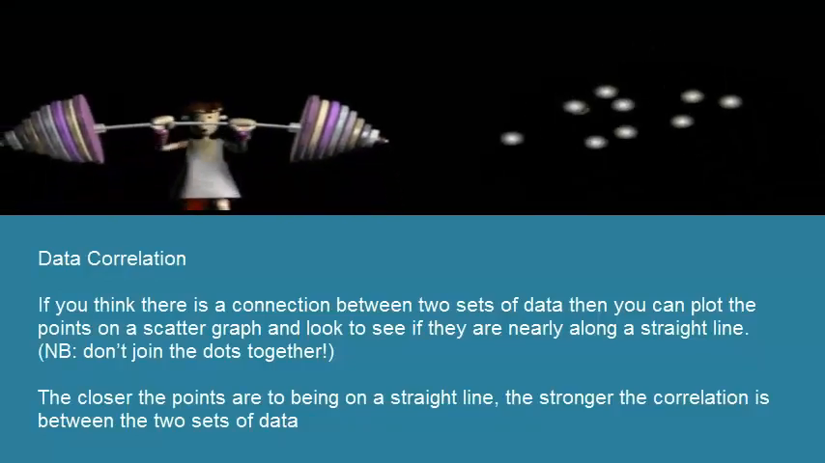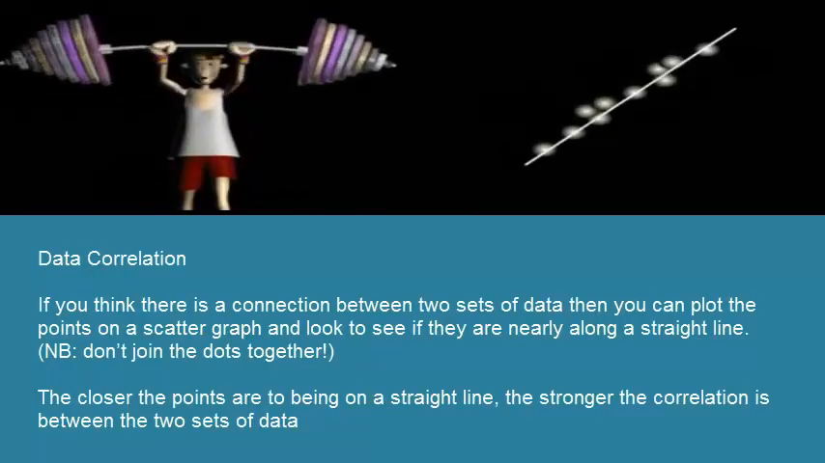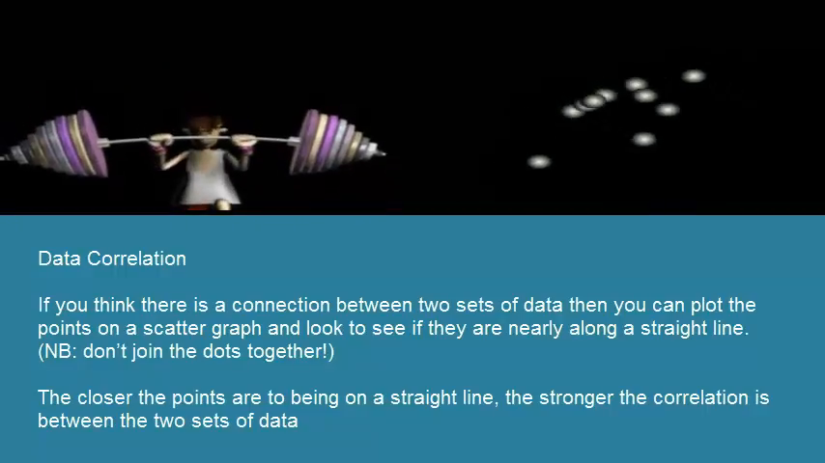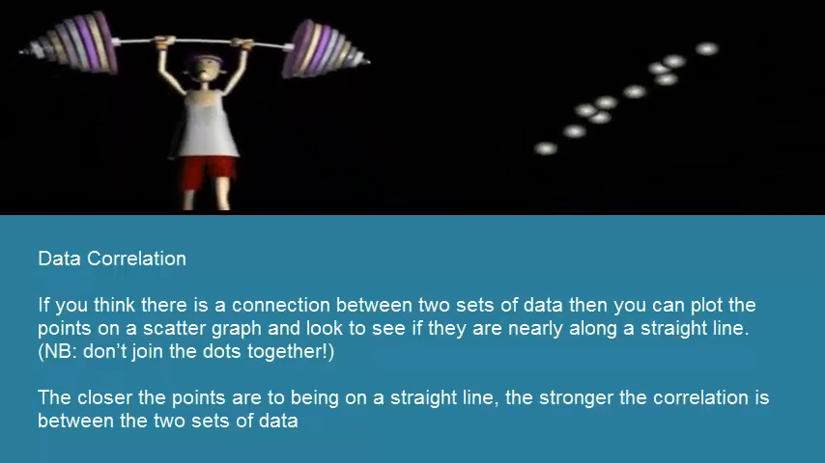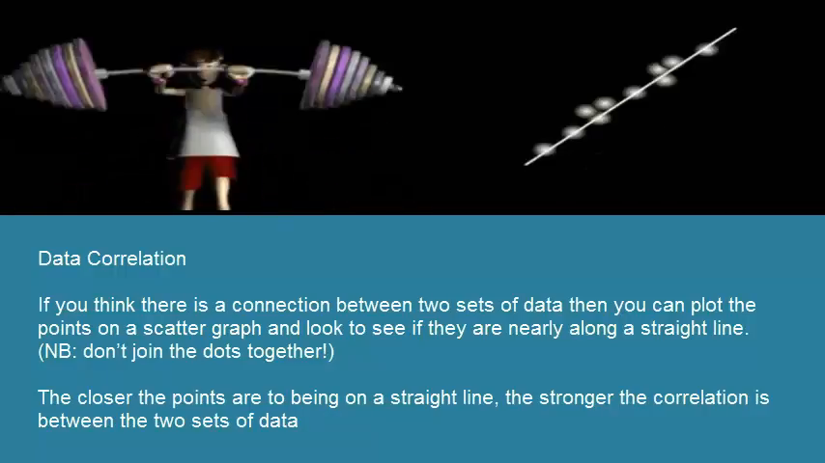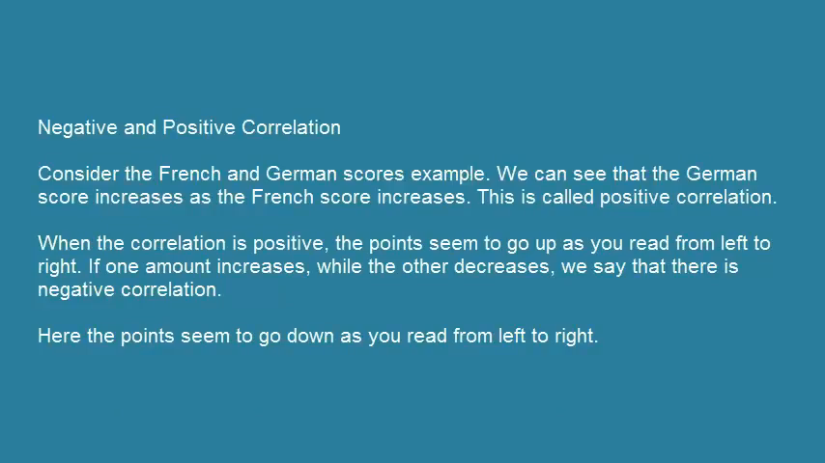If you think there is a connection between two sets of data, then you can plot the points on a scatter graph and look to see if they are nearly along a straight line. Note carefully, don't join the dots together. The closer the points are to being on a straight line, the stronger the correlation is between the two sets of data. Consider the French and German scores example.